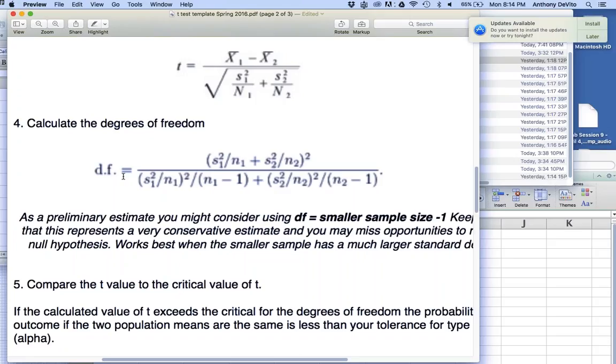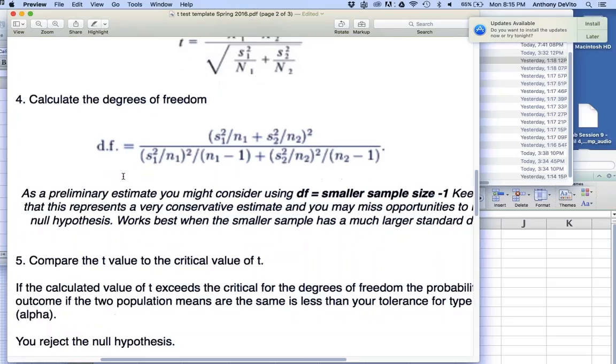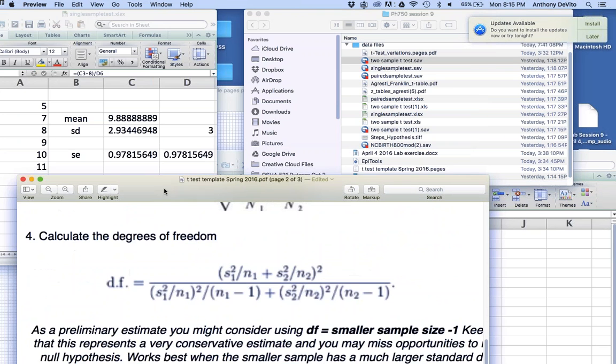Remember, the bigger the degrees of freedom, the smaller the number you have to exceed to reject the null hypothesis. So if you don't want to do that, you could always pick the smaller of the two numbers, subtract 1, and say that's my degrees of freedom. In case you don't want to do that, SPSS will always calculate the t-score. You don't have to worry about it. No matter what the degrees of freedom, it'll apply this formula.